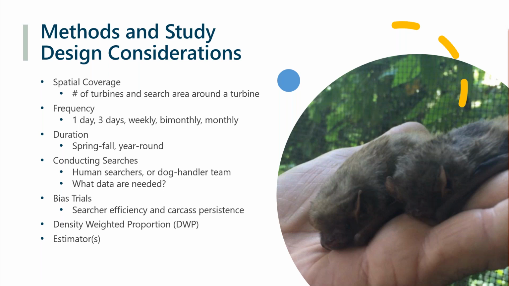And once you've answered these questions and are ready to start sampling, you might consider whether or not you want to use a dog and handler team or human searchers, and what data you should collect during your searches. Then there is how to account for imperfect detection through bias trials and determining the proportion of total fatalities expected to fall in your search areas, which is also known as density weighted proportion. And lastly, what estimator or estimators will you use to calculate your fatality estimates?